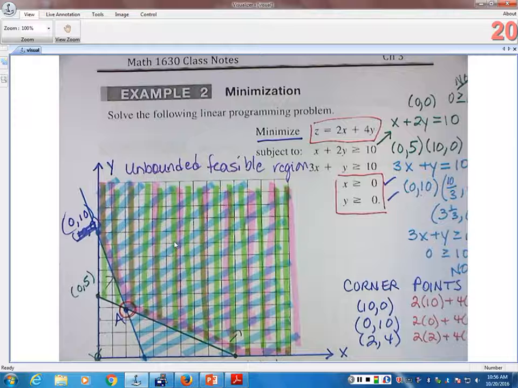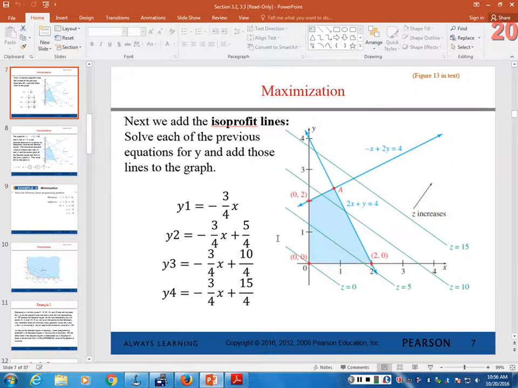And the problem that we did before, when we did this maximum problem, we could have minimized Z as well as maximizing it because this is a bounded feasible region. So you can get both a maximum and a minimum.